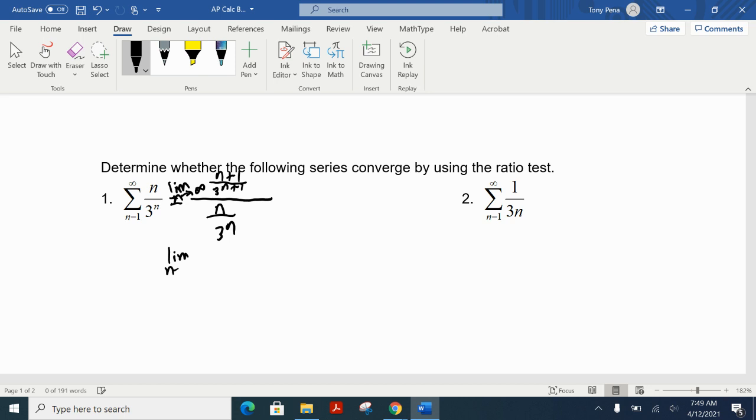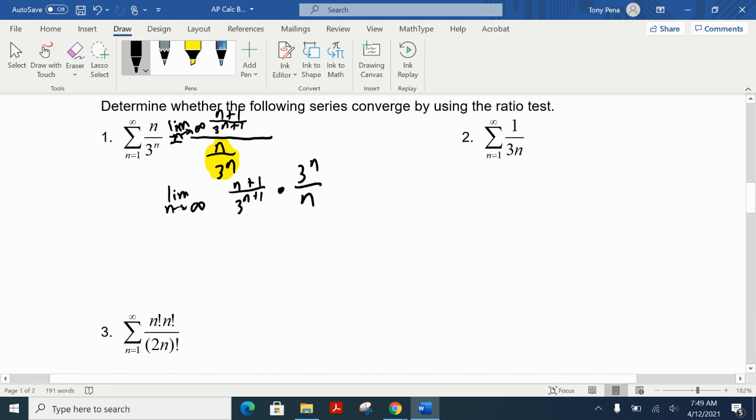So definitely we want to clean this up a little bit. So I'm going to take the original numerator, the n plus 1, divided by 3 to the n plus 1, and I'm going to multiply by the reciprocal of our denominator, right? When we divide by a fraction, you can multiply by its reciprocal. So we're going to do that here.